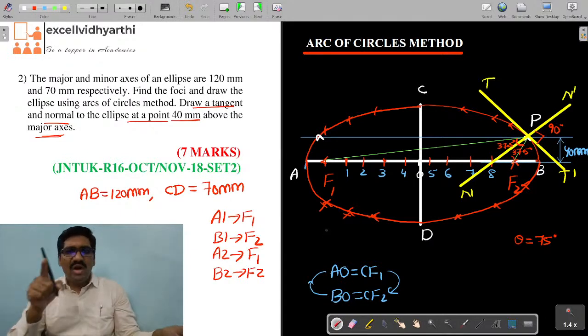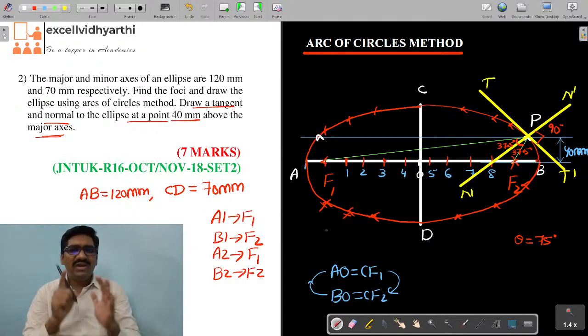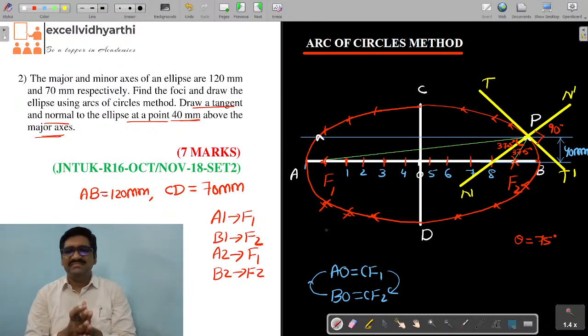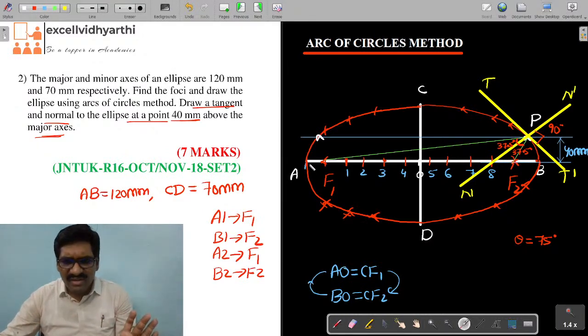But for the arc of circles method, what we need is the major axis and the distance between fixed points. If the distance between fixed points is not given, we have to determine that one, we have to mark that one. I told clearly. Remember, very simple point: the distance from here to here, half of the major axis, will always be equal to CF1.